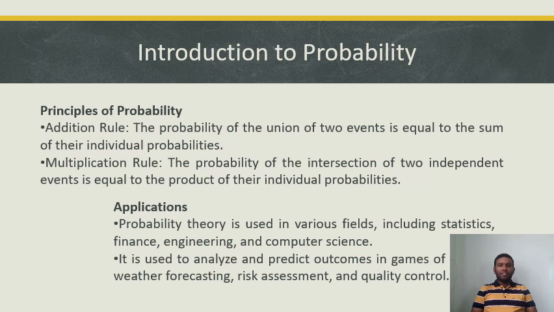This is the application of probability theorem. The probability of union of two events is equal to the sum of their individual probabilities. Probability of intersection of two independent events is equal to the product of their individual probabilities.